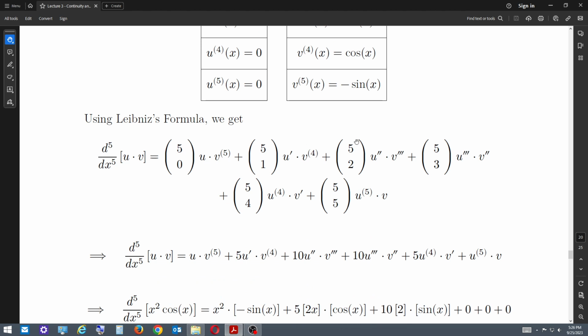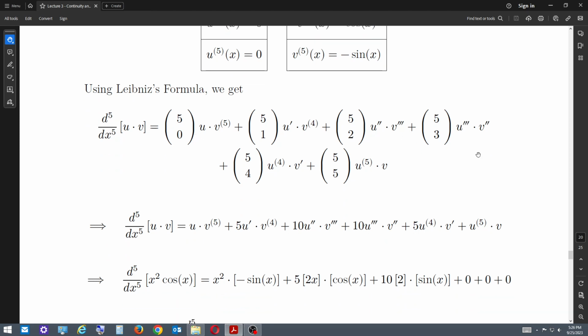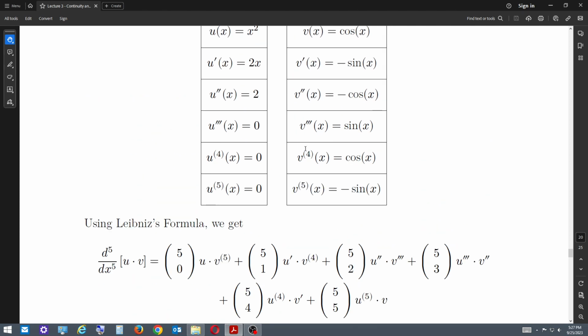Alright, so again, you write down Leibniz's formula. We have our coefficients, 5 choose 0, 5 choose 1, etc. And then we have u prime, u double prime, etc. Fifth derivative of v going down. Remember, it's a fifth derivative we want. So we simplify the coefficients. Now you can simplify the coefficients and substitute at the same time. I just did it in separate steps just to avoid any confusion. So the coefficients are 1, 5, 10, 10, 5, 1. And then we substitute now.